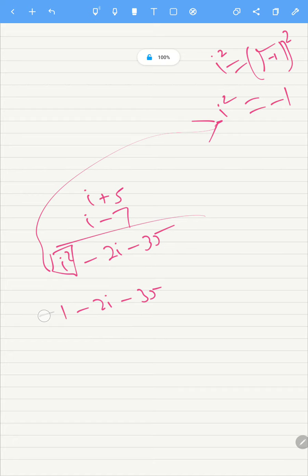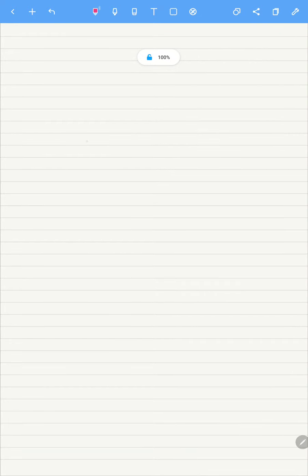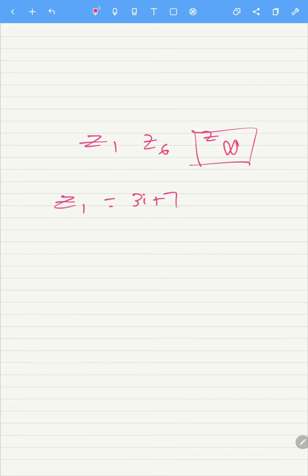So simple. There's also another complex number we use, which is z. But it's a special z because it looks like this, and it can be z1, z6, z infinity really. What you can do with it is set variables to this, such as z1 equals 3i plus 7, z2 equals 7i plus 1.